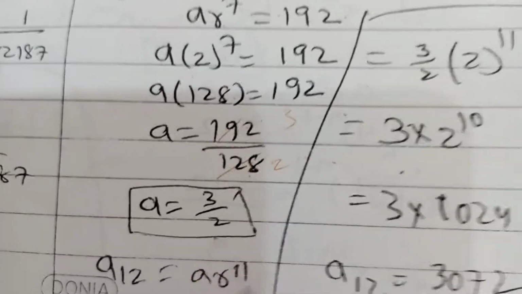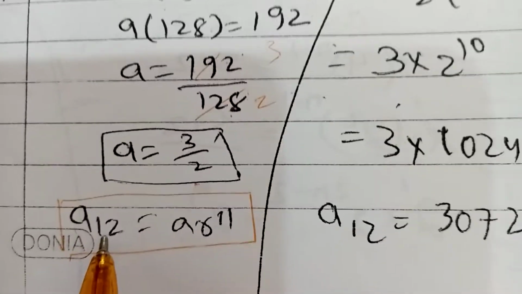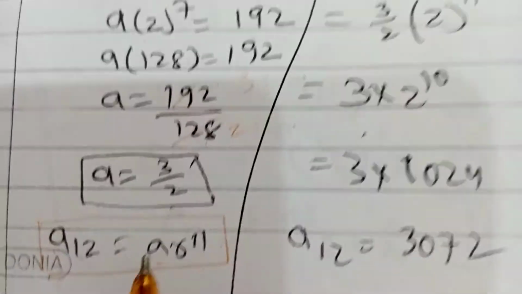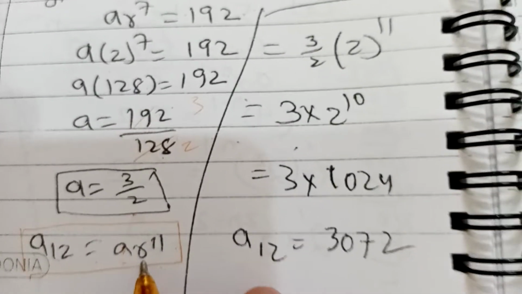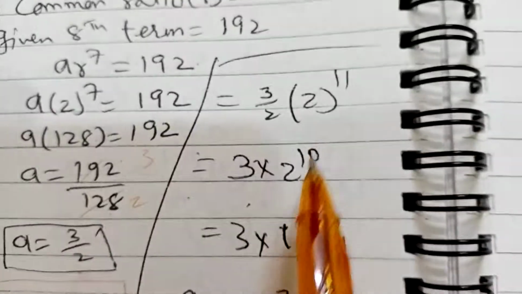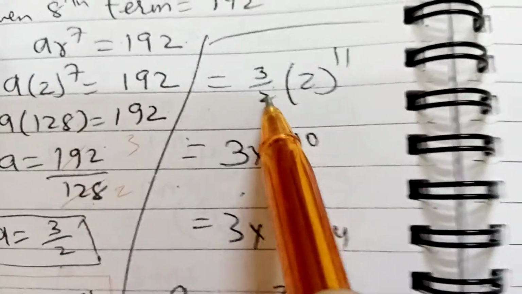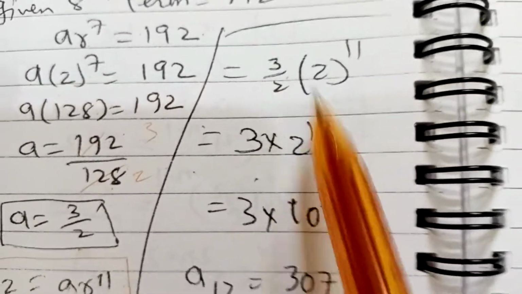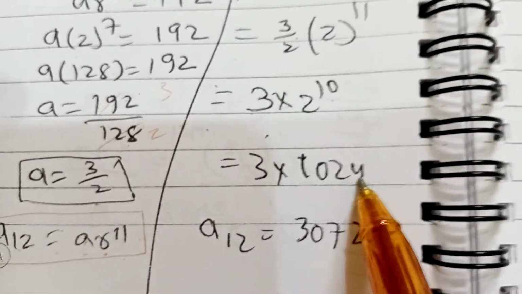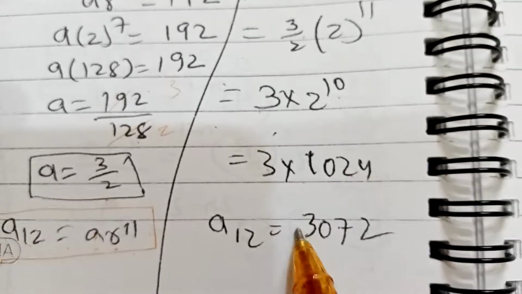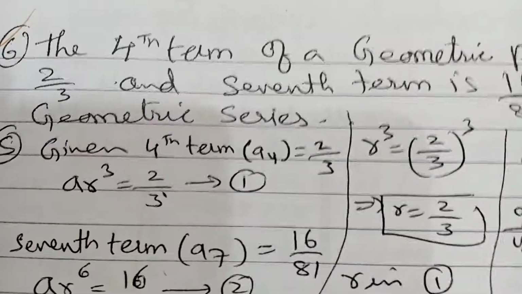Okay. Now the 12th term. The 12th term is equal to a r^11. What is a? 3 by 2. What is r? 2. So here 2^11 by 2^1, 11 minus 1, 10. So 3 as it is, 2^10. 2 power of 10 means 1024. 1024 into 3 is 3072. The 12th term is 3072.